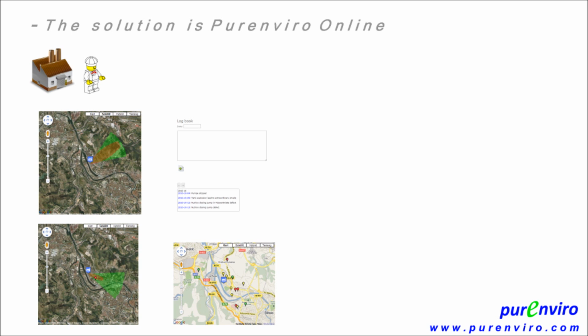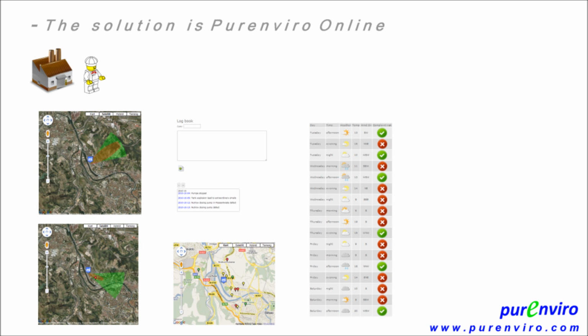When they identify activities that cause odor problems, they can fully benefit from the forecasting feature. purenviro Online runs dispersion modeling on the latest weather forecasts and performs a risk assessment to indicate which days are high risk and which are low risk for causing odor. The results are presented with easy-to-read red and green symbols. Avoiding high-risk activities on high-risk days will reduce the number of complaints and make life better for the neighbors.